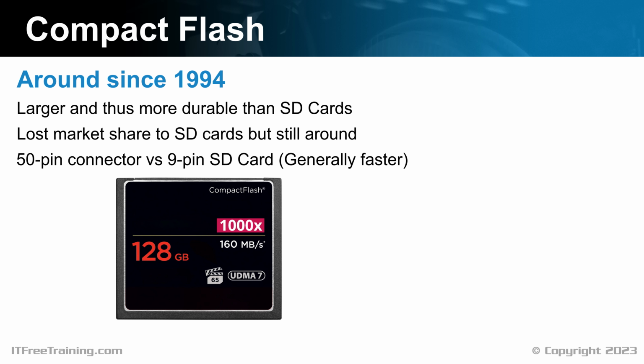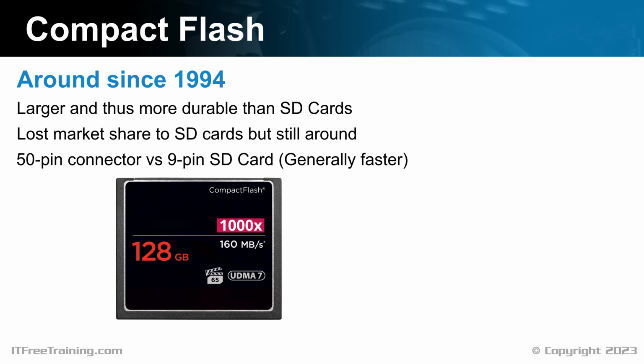You'll find that, due to compact flash being more durable and generally faster, some devices still support them. You'll generally find that these devices are high-end devices where the data and speed is very important. For example, professional film equipment will often use compact flash. The equipment may also support SD cards, but you'll find the serious professional using compact flash over SD cards.